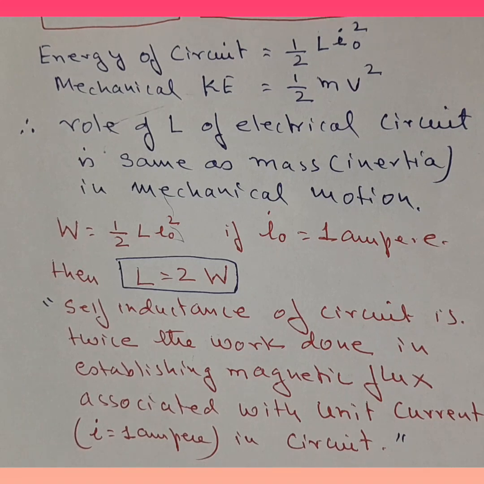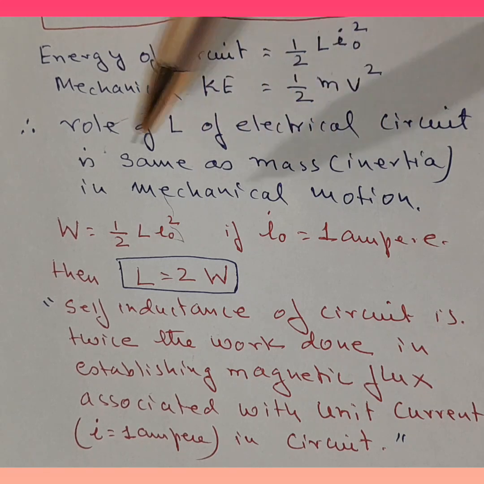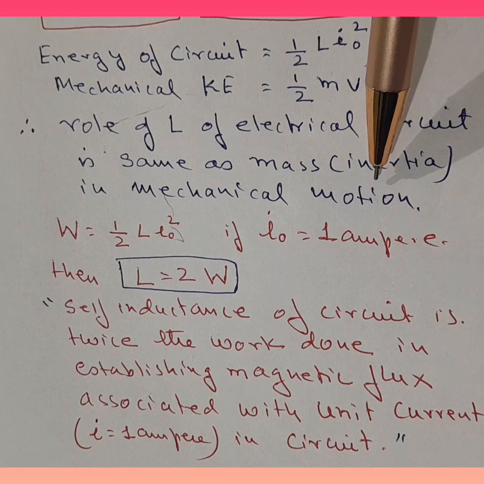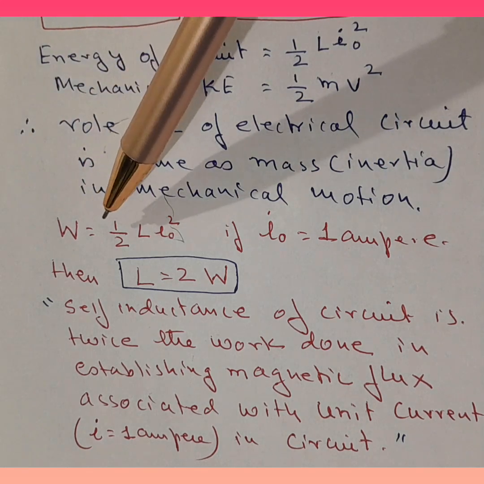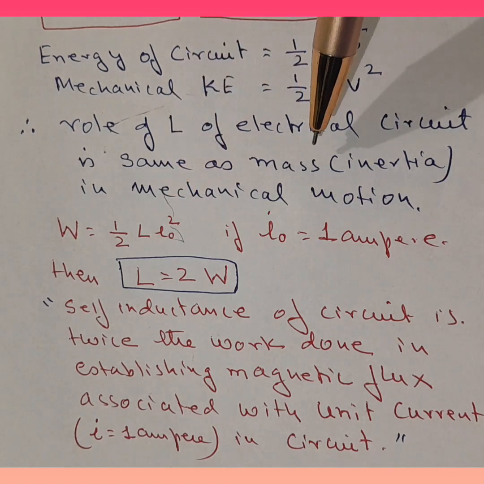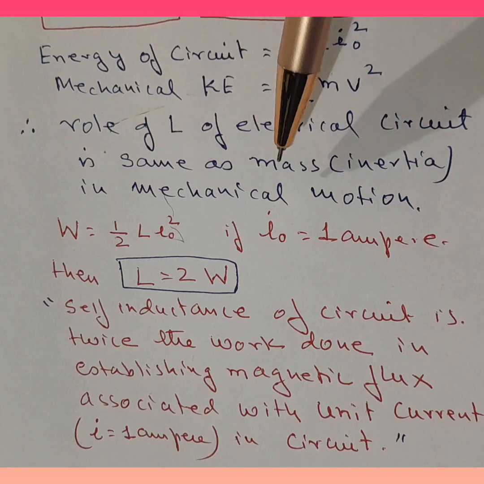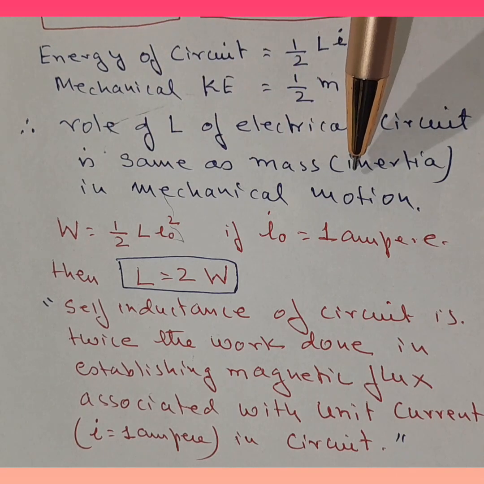Now moving forward, we are talking in terms of energy of circuit. Half L I square, that is what we derived right now. Now mechanical kinetic energy, the formula is half mv square. Therefore, the role of L in an electrical circuit is same as mass. We know mass is inertia in mechanical motion. So W is equal to half L I0 square, the same as mass energy in mechanical motion. That's one thing we have got to keep in mind.